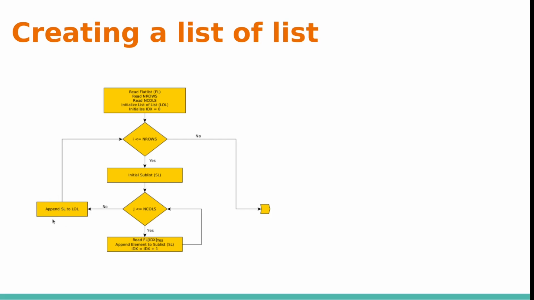It has appended that sublist to the list of lists, goes to the next row, and in the next row it again creates a new sublist for it to add the data. Then I loop over 4 times, take the next 4 values, append them to the sublist, and then append that sublist to the list of lists, and I move forward.